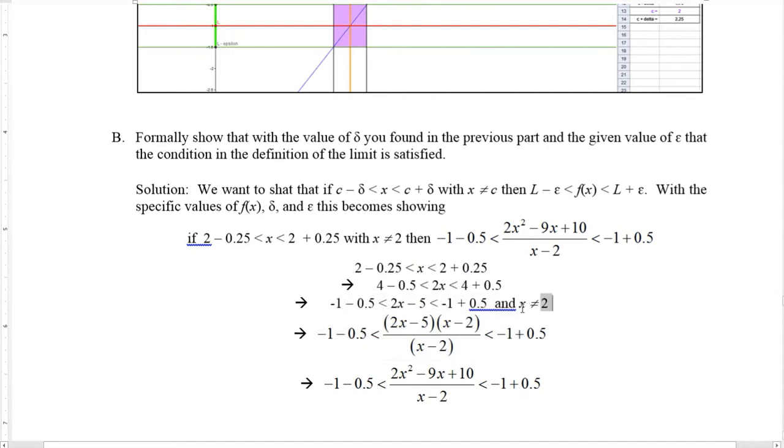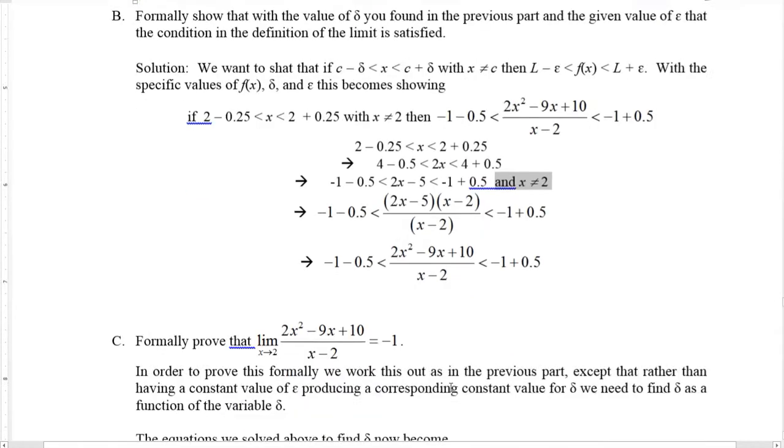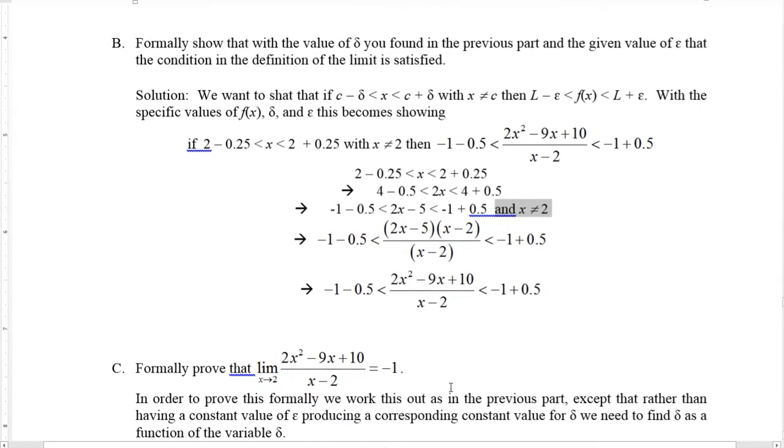We also note that x is not 2, so we can take the part in the middle and multiply the numerator and denominator by x minus 2. And as long as x is not 2, we can do that, and this is equal to 2x minus 5. But that, when we do FOIL in the top, or the distributive property, becomes 2x squared minus 9x plus 10, and so that is exactly f of x in the middle. And so that showed us what? We were able to show that when this first inequality is satisfied, then this second one is satisfied, and that's how it's set up in the definition of the limit.